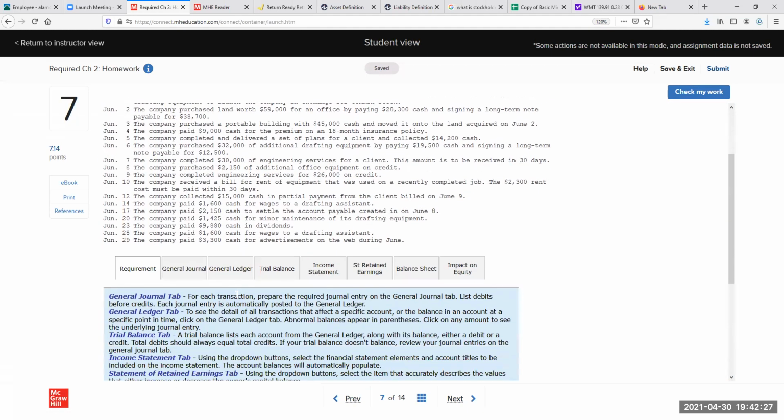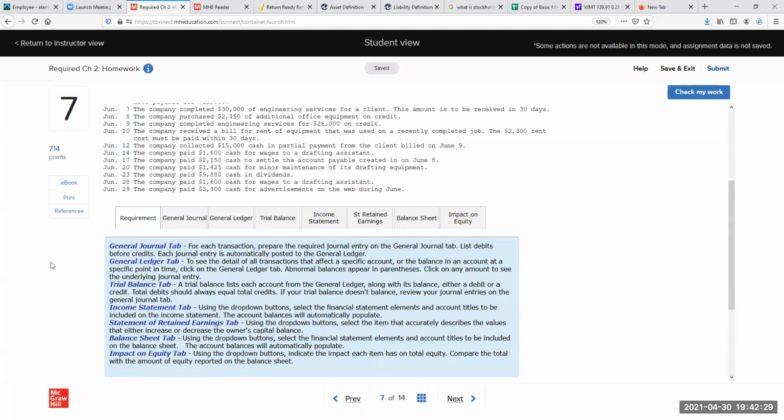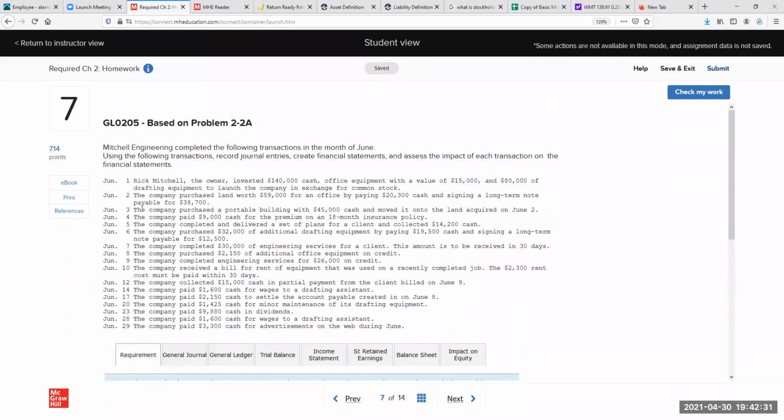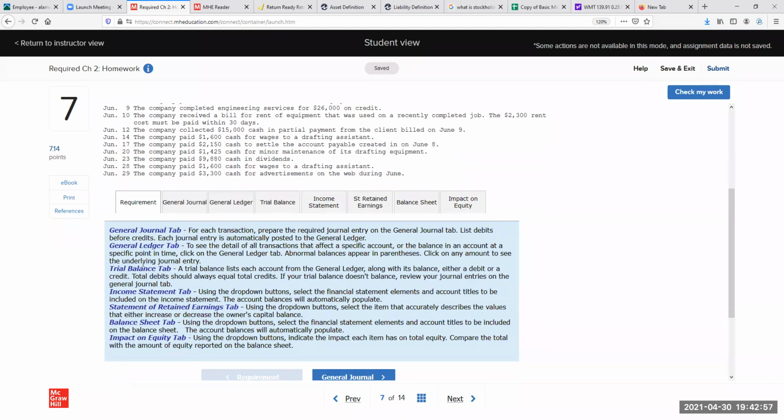All right. Now, this is your first chance to do a bunch of journal entries. So let's take a look at them. Rick Mitchell, the owner, invested $140,000 cash. So 140 cash. What else? 15 equipment and 80 equipment. So office equipment and drafting equipment. Please do it one at a time, in exchange for common stock. So this is just telling you what's required.